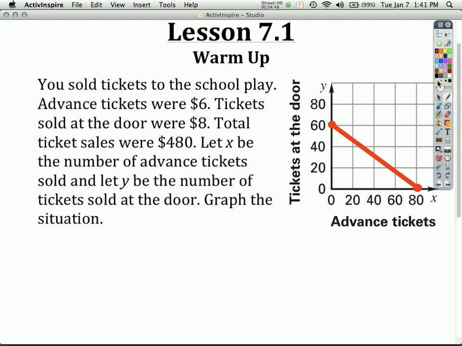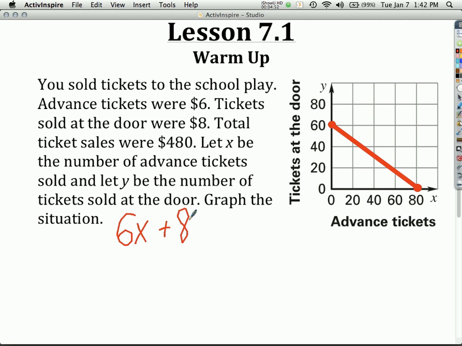Okay. 6x plus 8y equals 480. Okay? What'd you have, Caleb? You got the exact same thing? Same exact thing. Okay, and Nathaniel, I think you were about to say something else. What else did you do?